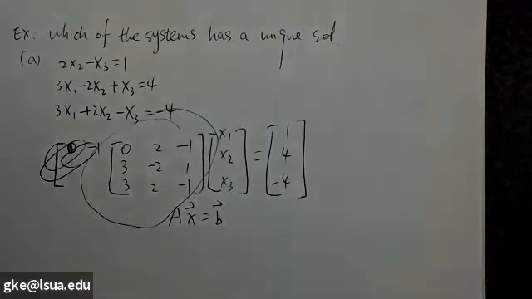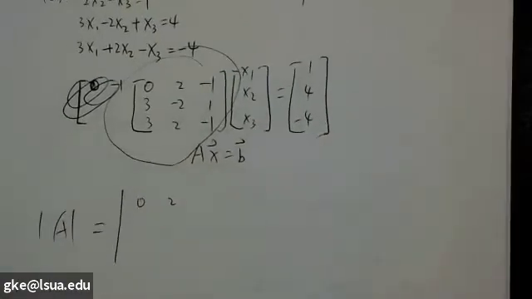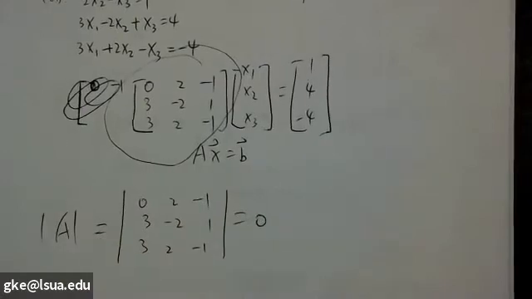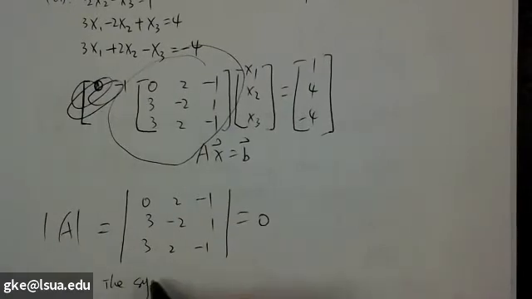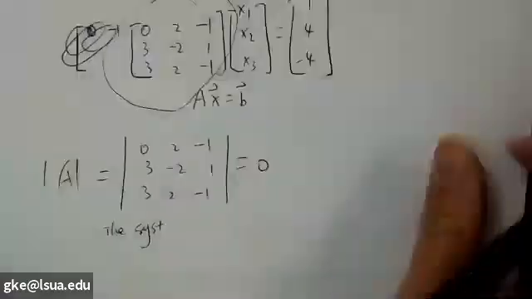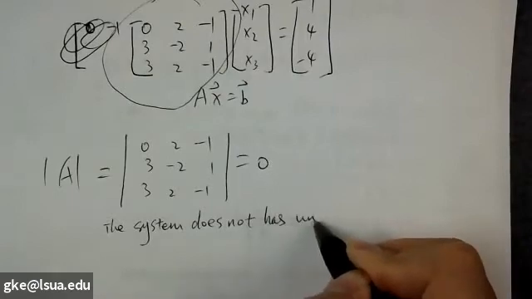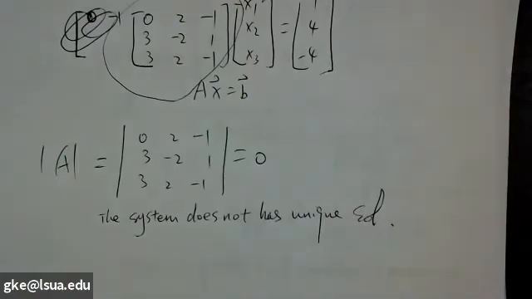How about the determinant of A? What's the determinant of A? So the determinant of this A should equal 0. So that means the system doesn't have a unique solution. Okay, now I want you guys to try this one for me.